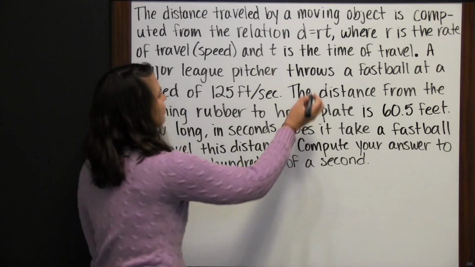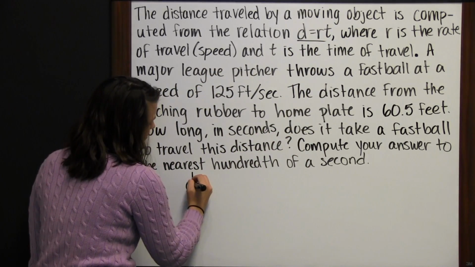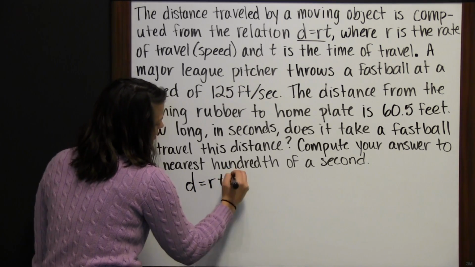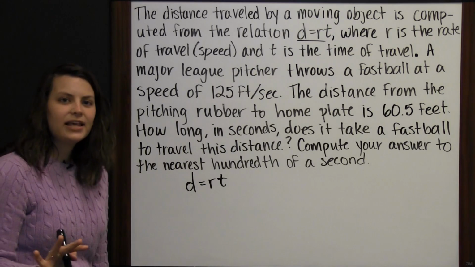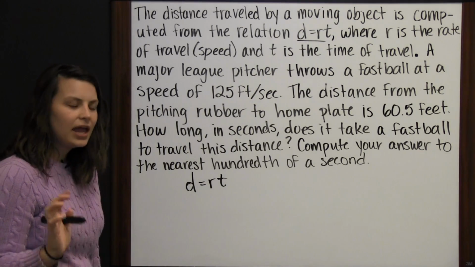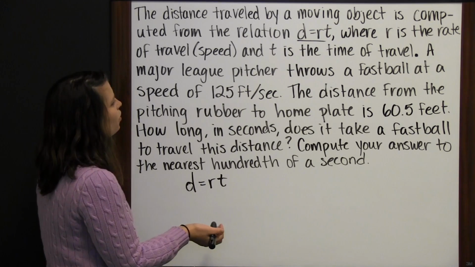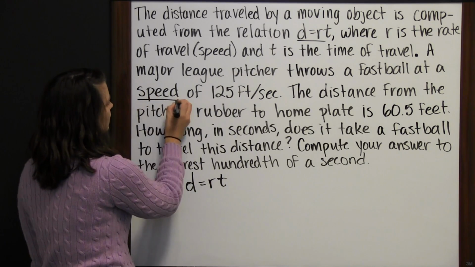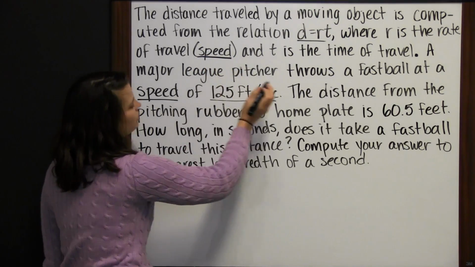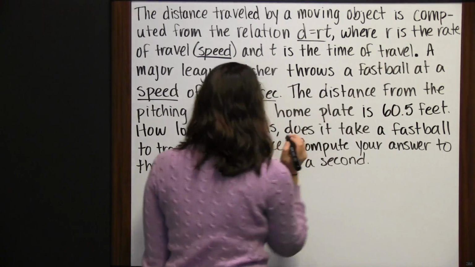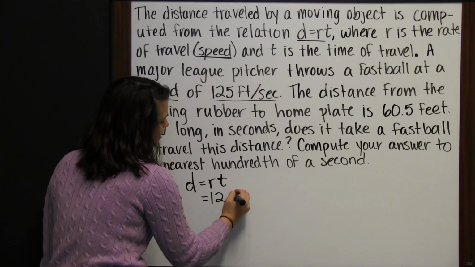So first I'm going to pull out this formula. That's going to be very helpful in solving this problem. Distance equals the rate times the time. Now I want to take the information I was given and substitute it into this equation. So they told me the speed of the ball. And remember, speed is your rate, r. So that means I'm going to replace r with 125.